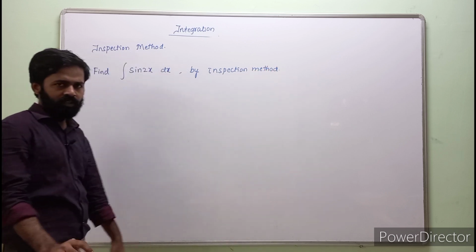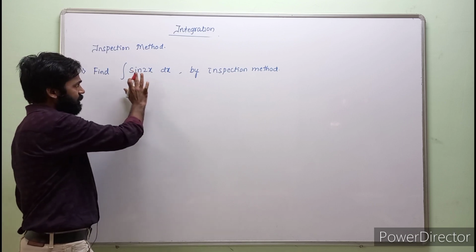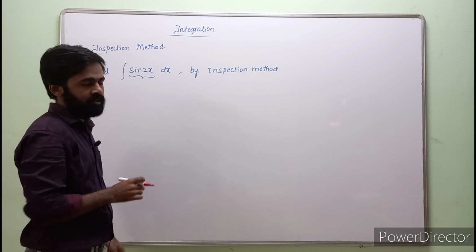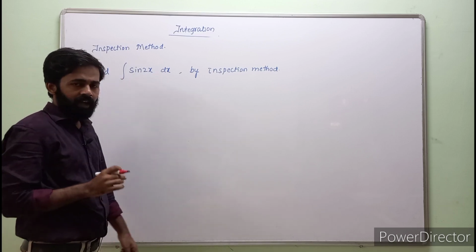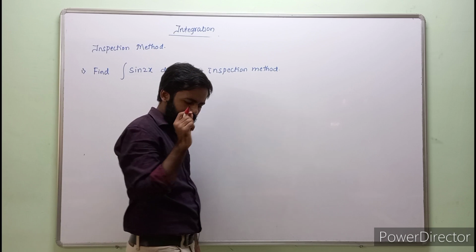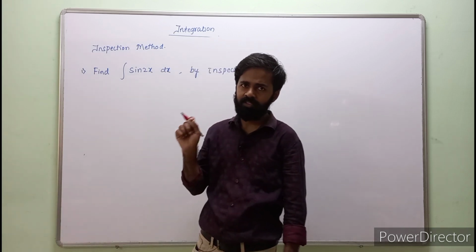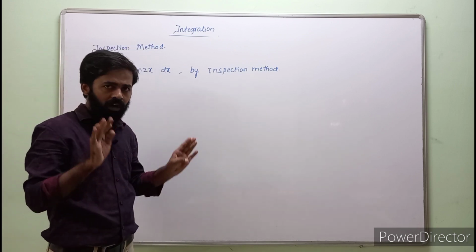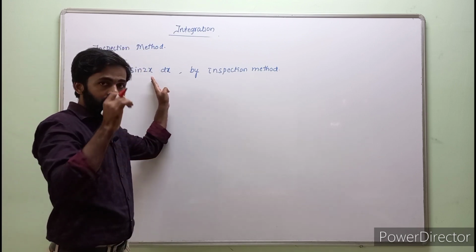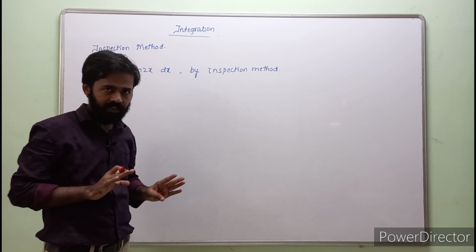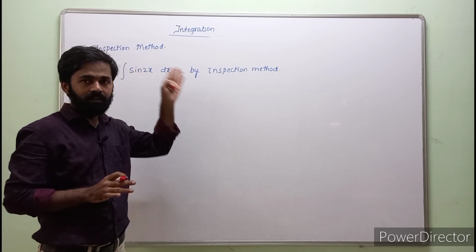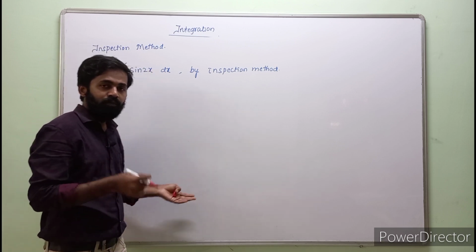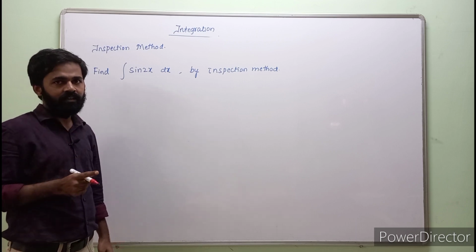Now what is inspection method? Now see, we need to find the integration of sine 2x with respect to x. Inspection means, as I told, integration is the reverse process of what? Differentiation. In inspection method, what you should do is think which function I should differentiate so that I get the sine term. Differentiation of cos is minus sine.